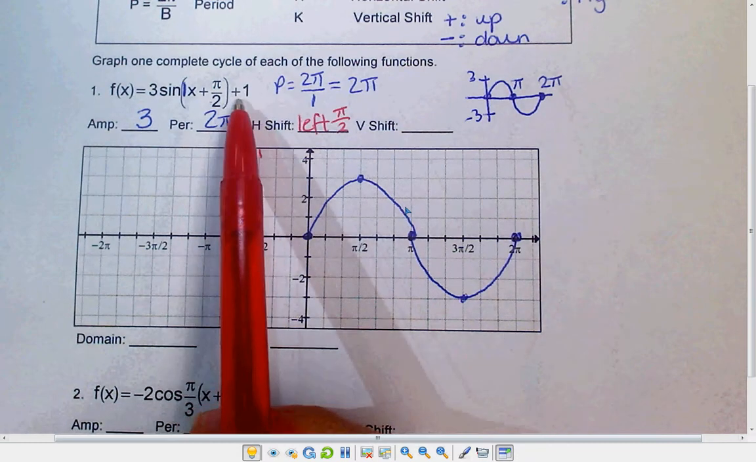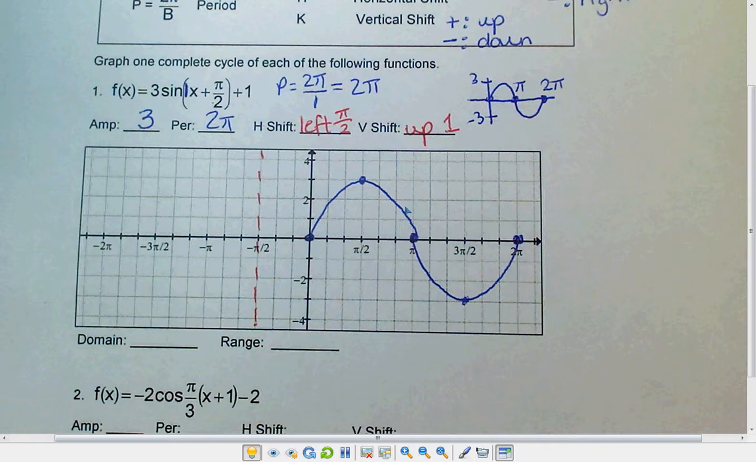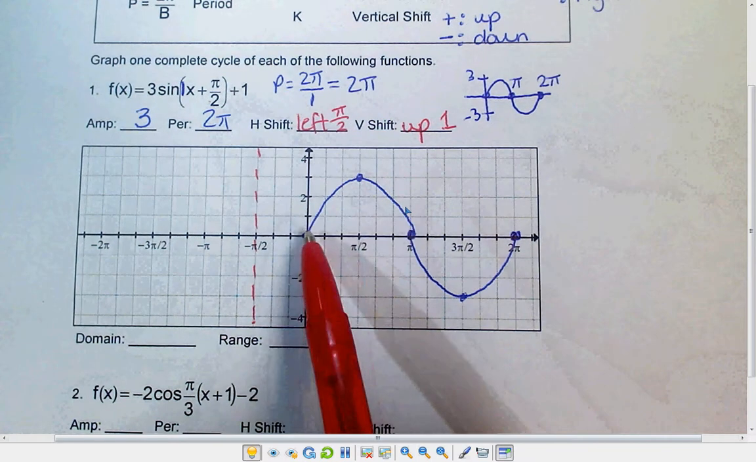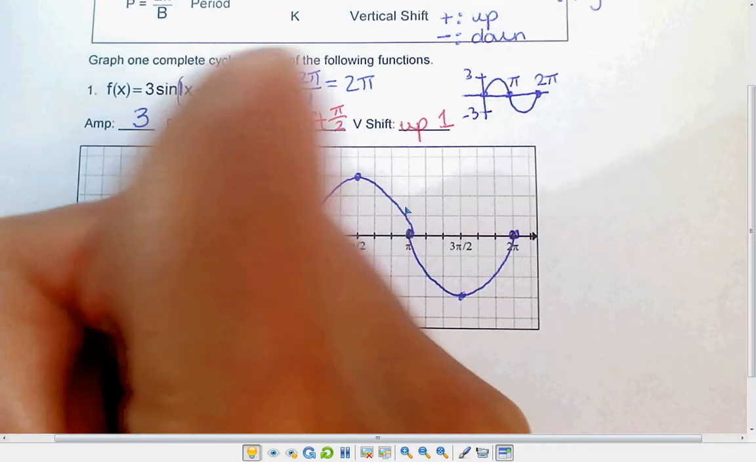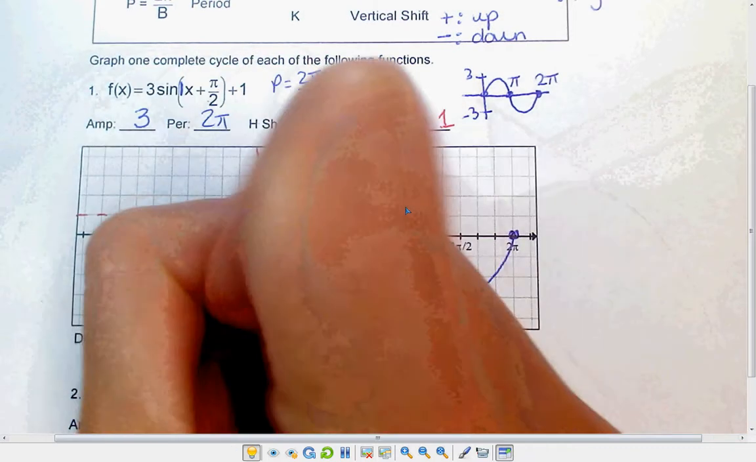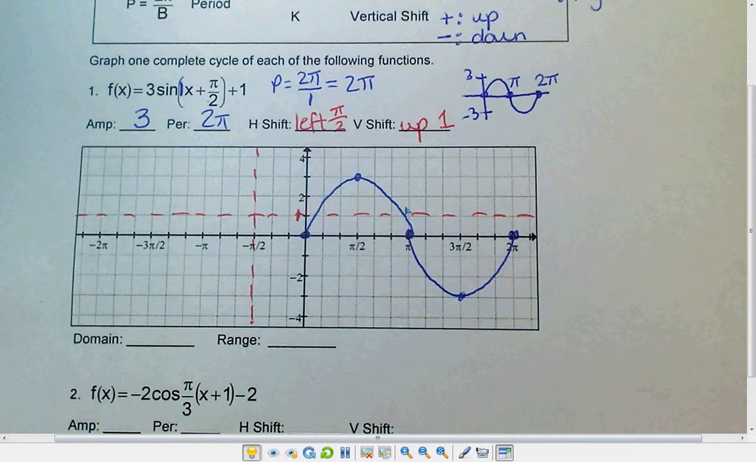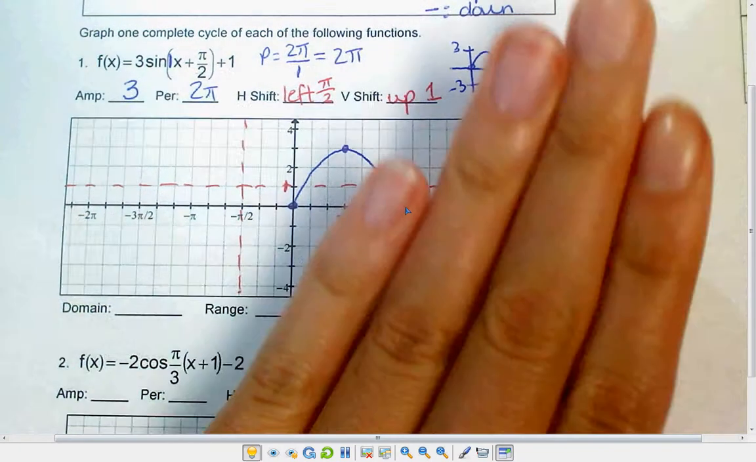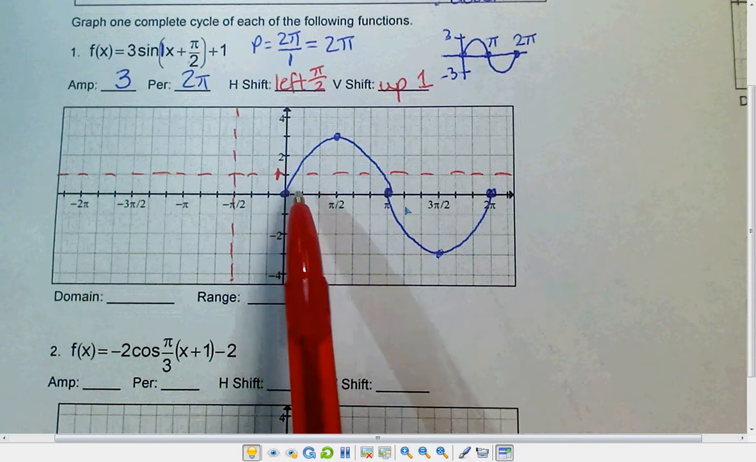For my vertical shift, it's adding 1. So that means I'm moving up 1. And again, I'm moving up. So let's look on our y-axis. Here is 1. So if I move up 1, this is my new axis. So this is what I'm doing. I'm shifting this entire function up here. So let's take a look at what the shift actually looks like.